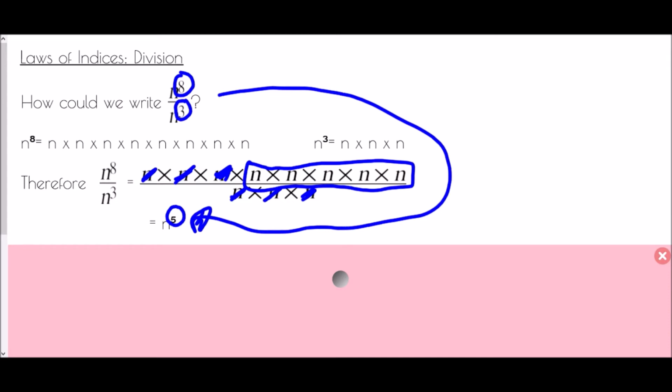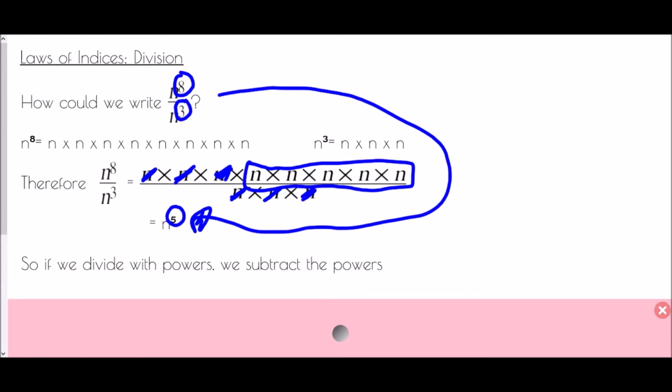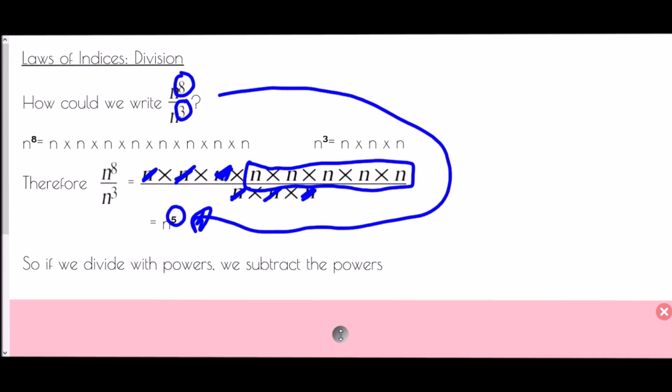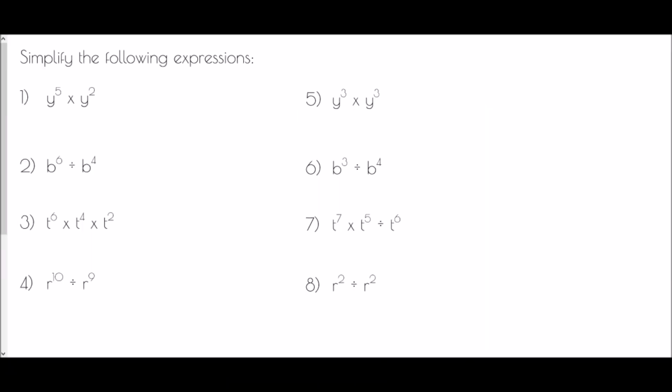What could I do to get straight from there? Well, I could simply subtract the powers. 8 take away 3 is 5. And so there's our rule: if we divide with powers, we subtract the powers. So let's see if we can put that into action with a few questions.